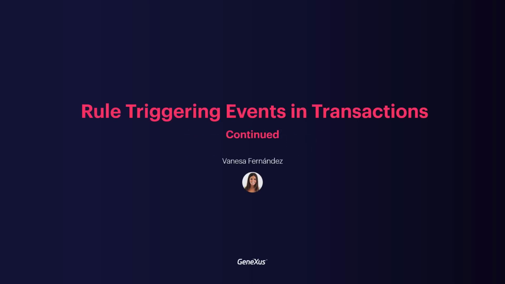In the previous video, we saw that there are cases in which the moment chosen by Genexus to execute a rule is not the one we need, so we must be able to tell the rule which is the right moment.